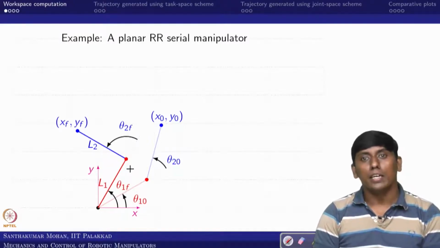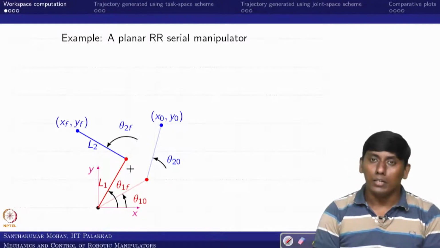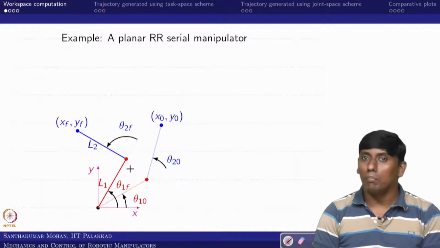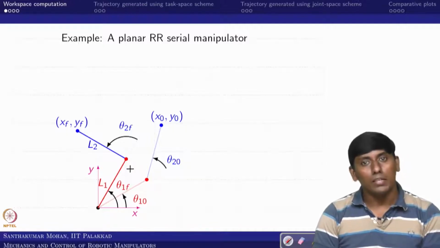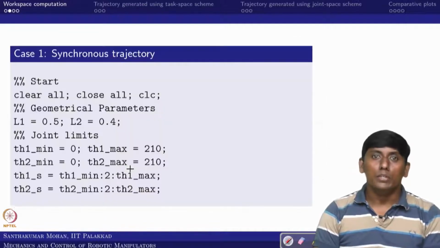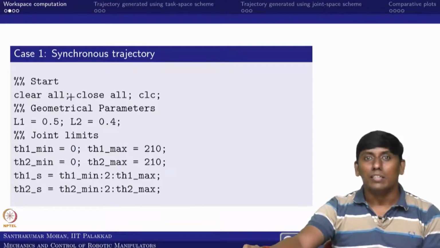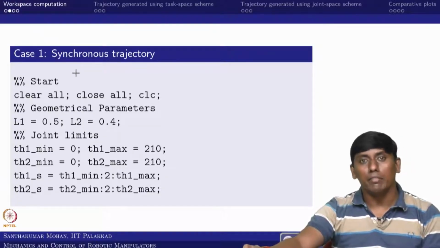The x can be written as L1 cos theta 1 plus L2 cos(theta 1 plus theta 2). The y is L1 sin theta 1 plus L2 sin(theta 1 plus theta 2), right. So, this we know, and that is what we are trying to do. For that we are taking the synchronous trajectory all the time, so it need not be explicitly given. Anyhow, that is given here.